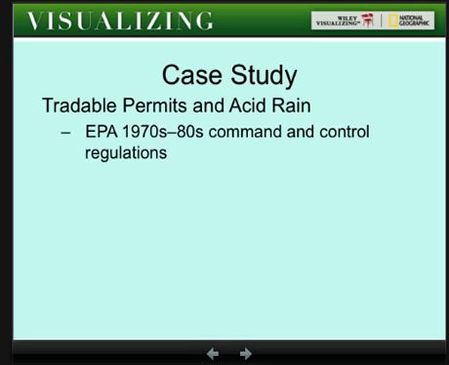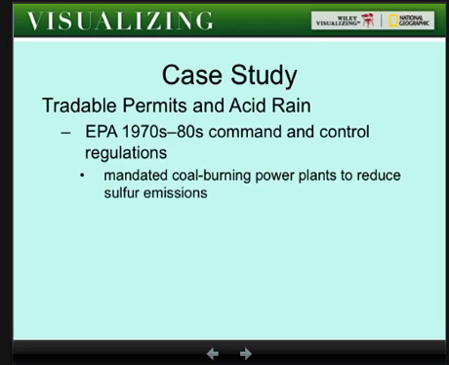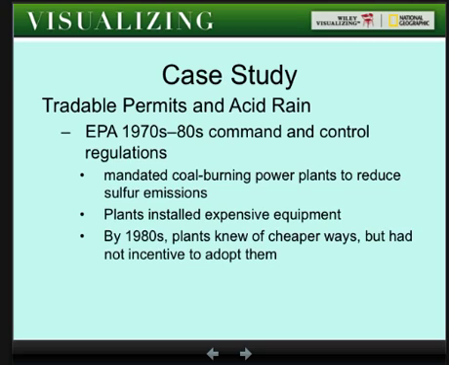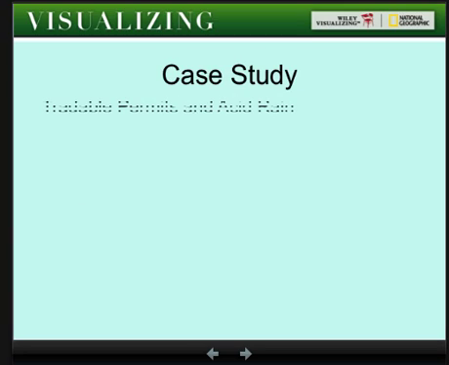If we look at acid rain, the EPA in the 70s and 80s used command and control regulations mandating that coal-burning power plants reduce sulfur emissions, and these plants installed expensive equipment to do so. But by the 80s, plants knew of cheaper ways but didn't have the incentive to adopt them. There was nothing in it for them to actually employ these sulfate scrubbers and these devices that can remove particulates. And as a result, the goal wasn't accomplished. We didn't reduce the amount of waste produced as a result of this command and control approach.